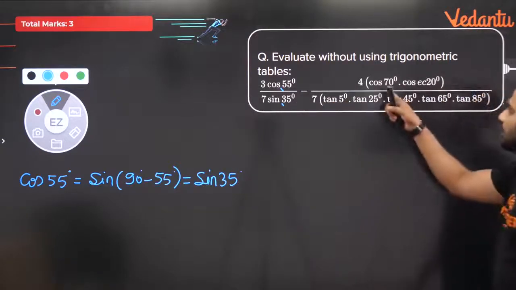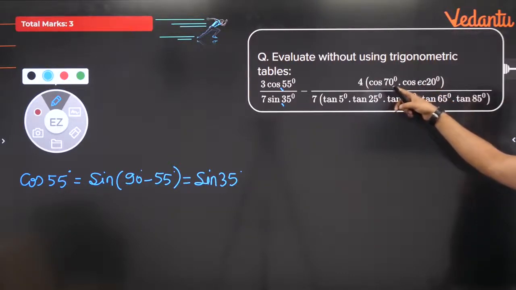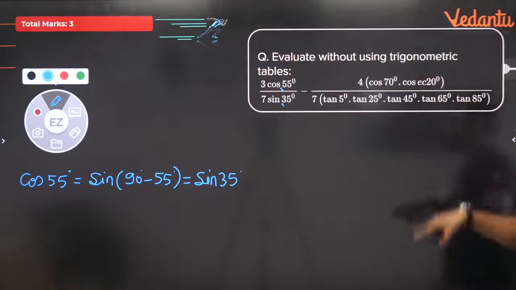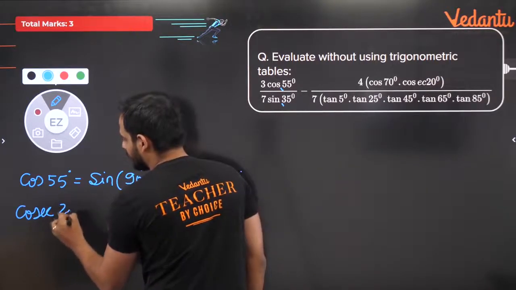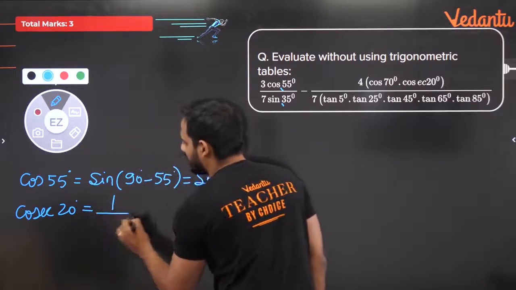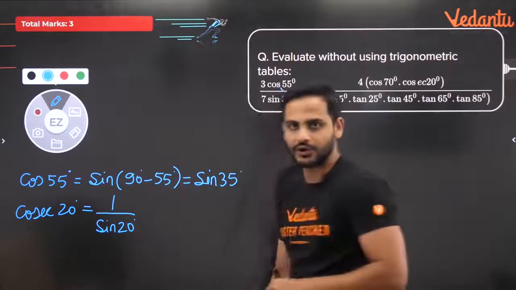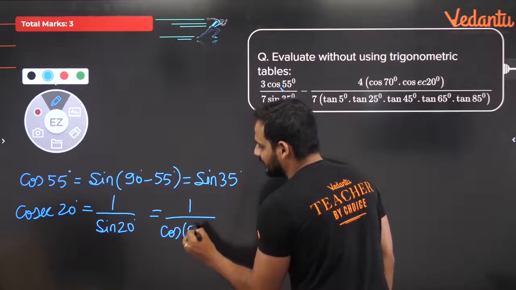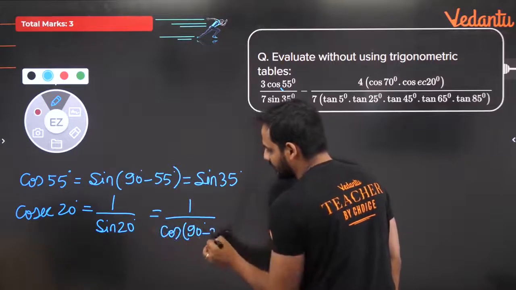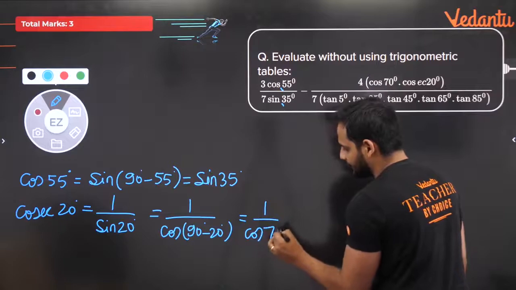Similarly, look here, it is cos 70 degree and cosec 20 degree. Cosec 20 degree can be changed. Cosec 20 degree will be nothing but 1 by sine 20 degree. Right? And this sine, if I want to convert it into cos, it will become 1 by cos of 90 minus theta. Theta is 20 here. So it will become 1 by cos 70 degree.